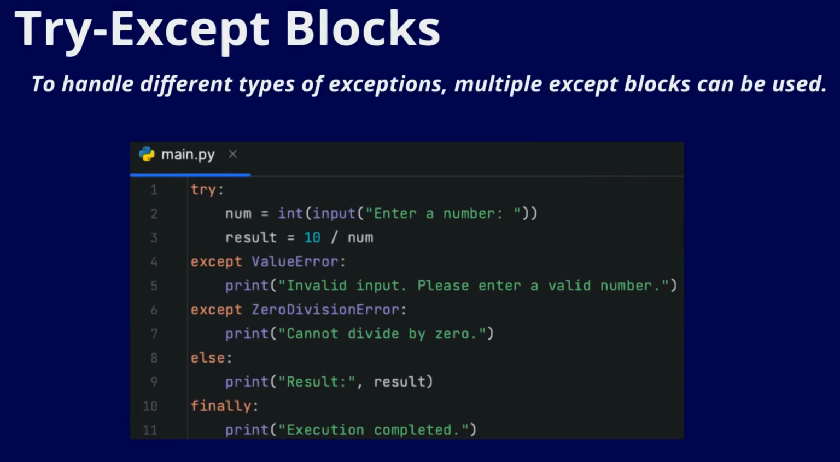The try block contains code that may raise an exception. If that exception occurs, it is caught by the corresponding except block based on the exception type. To handle different types of exceptions, multiple except blocks can be used. With the except block, exceptions can be handled gracefully and necessary actions can be taken.